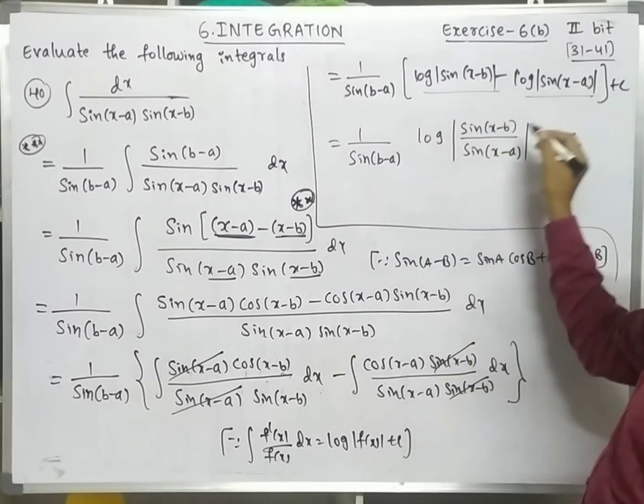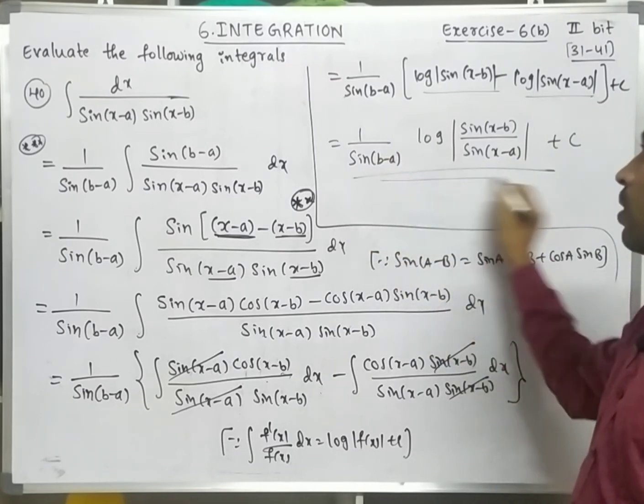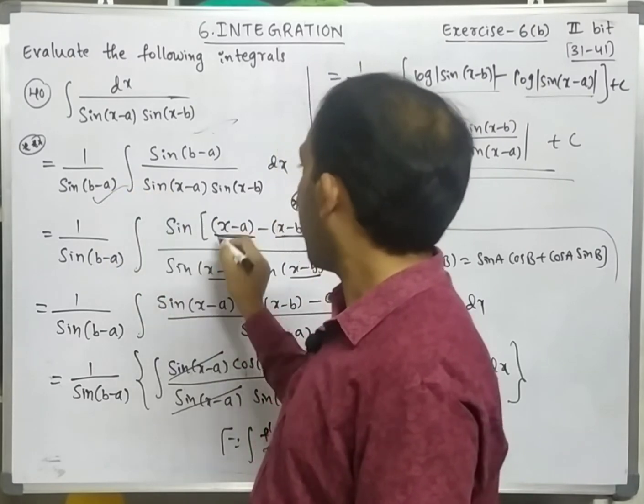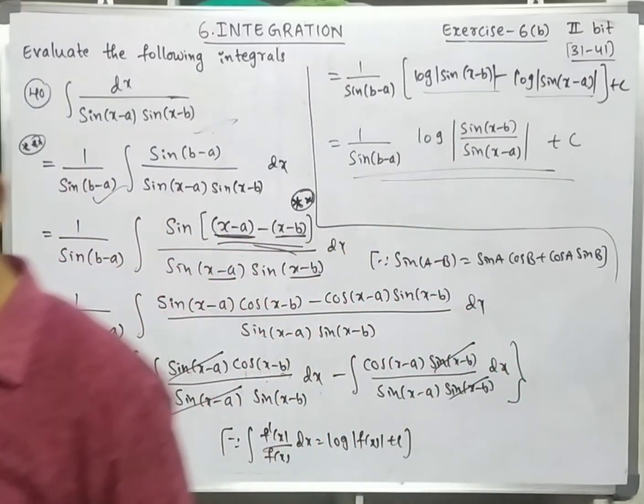Log a minus log b is log a by b. So this is the final answer. So the important step is this one, multiply and divide and the conversion. Okay, do practice.